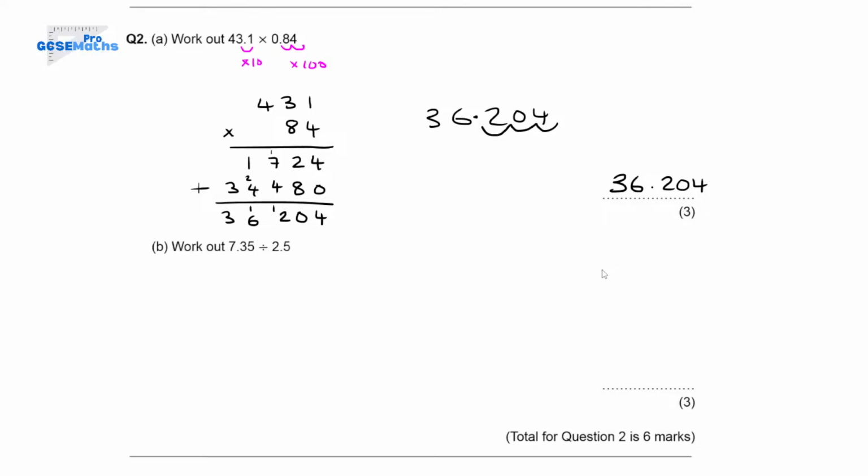Okay, so 3 marks. So obviously 1 mark is the answer. 2 marks would be within this. So I think probably 1 mark for the multiplication and then 1 mark for adding, if that makes sense.